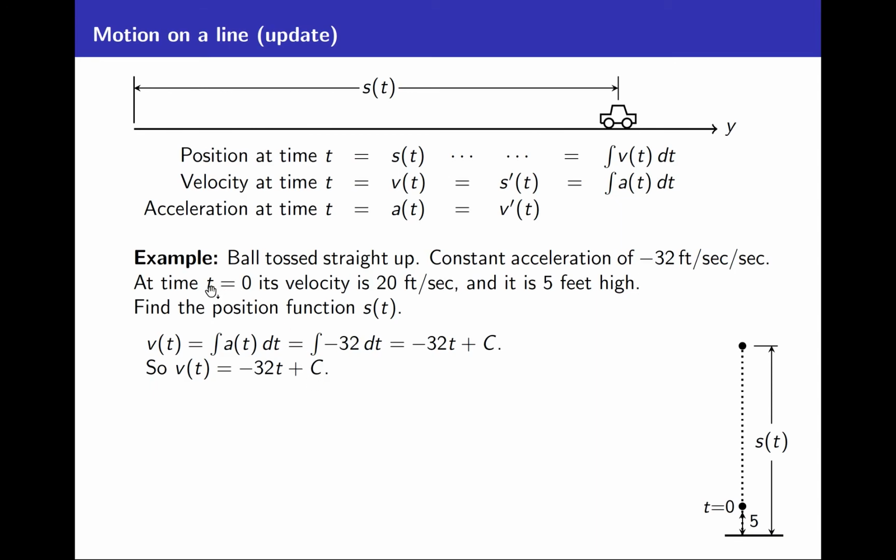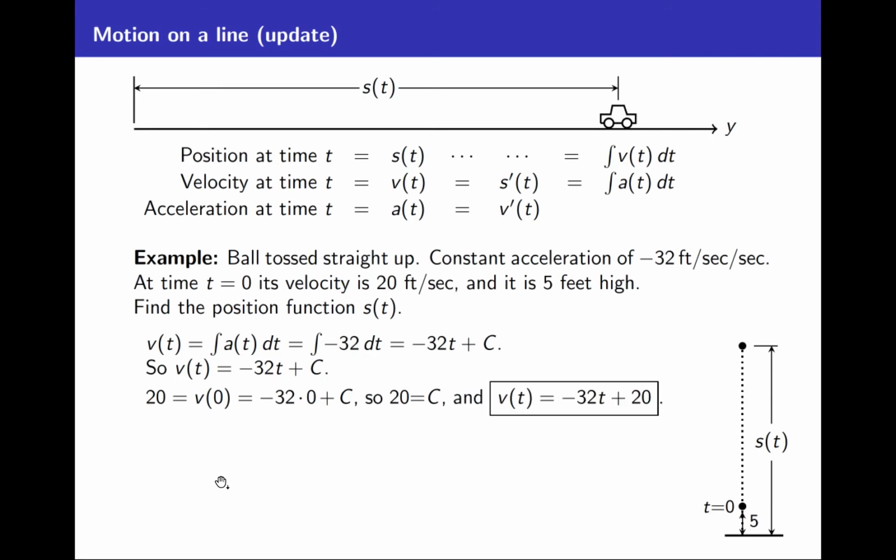But remember, we have an initial condition. At time t equals 0, the velocity is 20 feet per second. So that means when you plug in 0 for t, you get 20 feet per second. And this v of 0 would be equal to minus 32 times 0 plus c. And that gives us an equation that says c plus 0 equals 20. So c is equal to 20. And we can update our velocity function. Now we know what c is. V of t equals minus 32t plus 20. That's our velocity function.